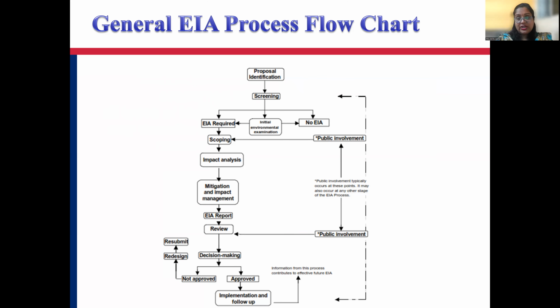And if the project is rejected after the first EIA process, then again the developer or the people in charge of the developmental project get the chance to go in for their developmental projects or their activities a bit later.